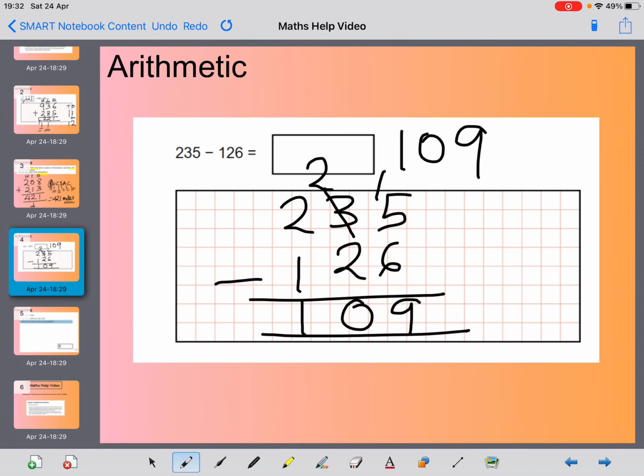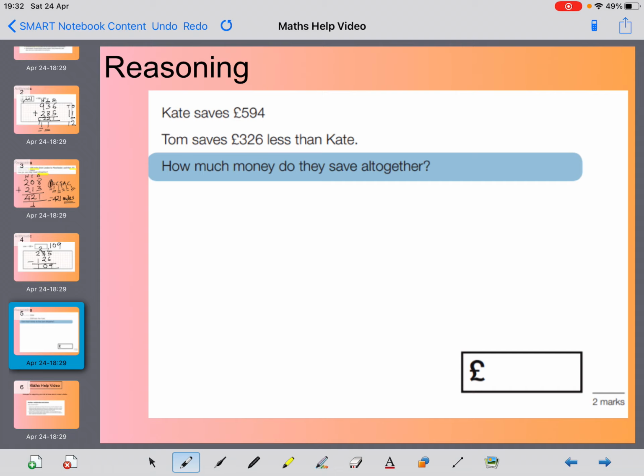Now let's move on to a reasoning problem, applying our rucksack as we discussed before. Okay, so I first have to read the question and then underline my keywords. So Kate saves 594. Tom saves 326 less than Kate. How much money do they save altogether? Okay, so I need to underline my keywords. Kate saves 594. Tom saves 326 less than Kate, then I also need to know how much money did they save altogether.